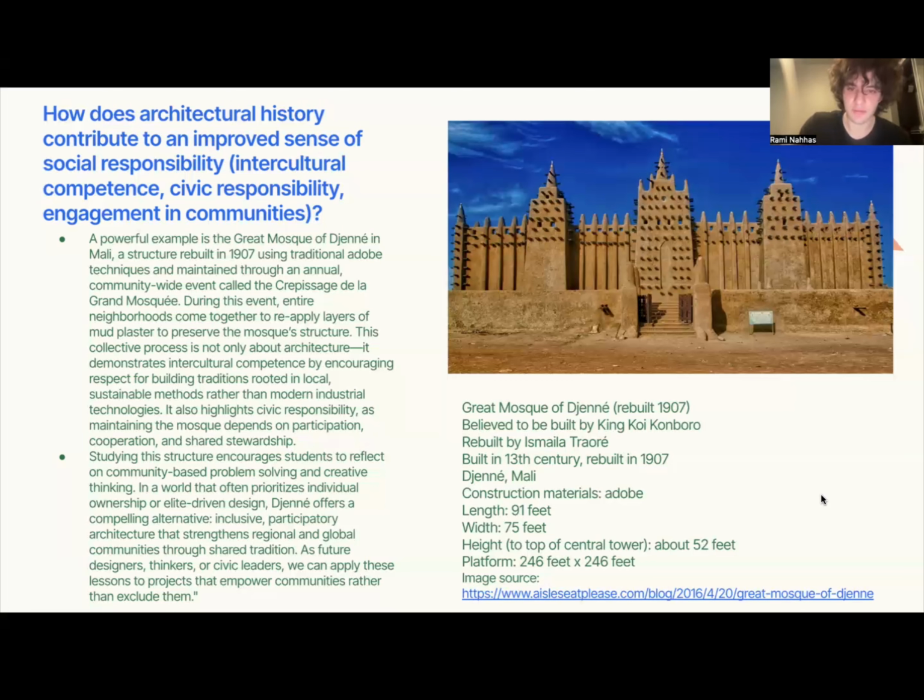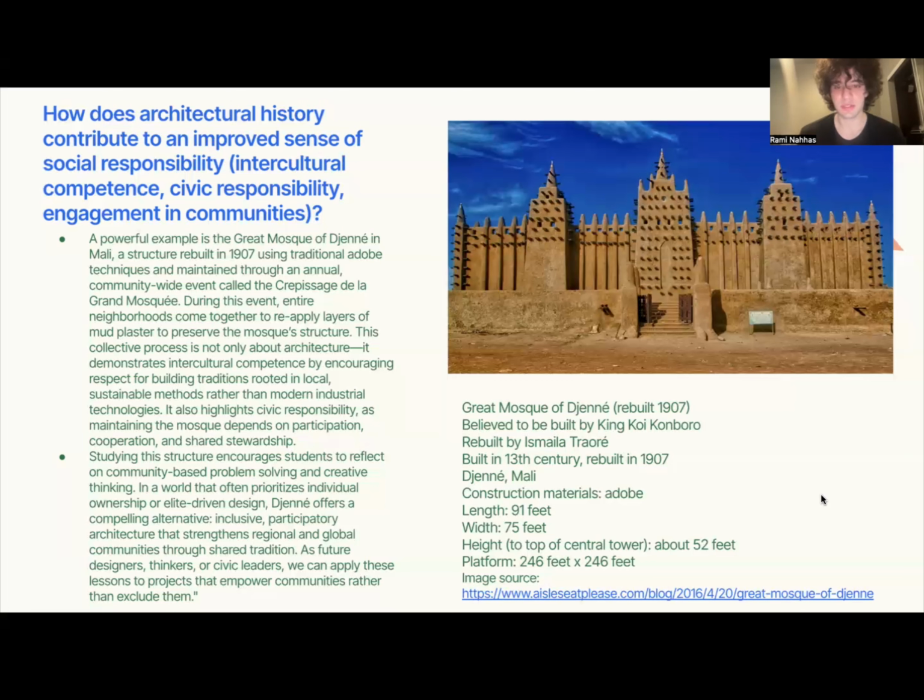So here we have an image of the Great Mosque of Jenne. It was believed to be built in the 13th century by King Khoi Konboro and rebuilt by Ismaili Traore, the chief mason at the time, in 1907. And today the local Masons Guild hosts the Crépissage de la Grande Mosque every year.